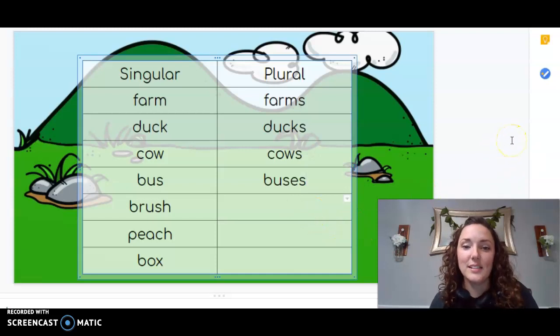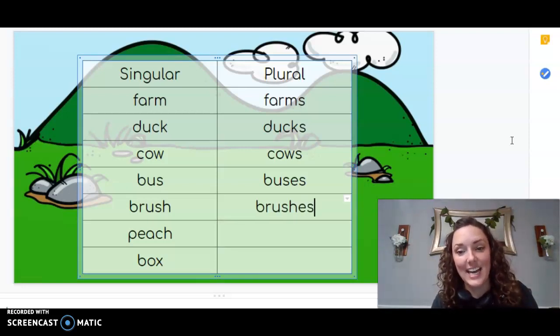The next one is the word brush. Uh-oh, I see that SH. That means we need to do something different besides just add an S. We need to add ES. Let's spell the word brushes. B-R-U-S-H-E-S to make it brushes.